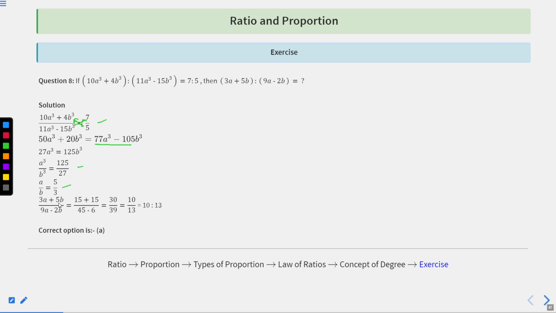Now 3a plus 5b upon 9a minus 2b is going to be 15 plus 15 upon 45 minus 6, that is equal to 10 is to 13. So the option correct here is option number A.